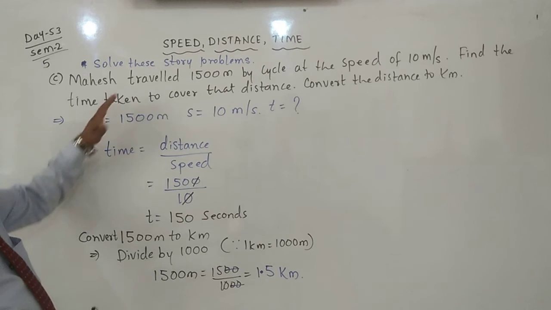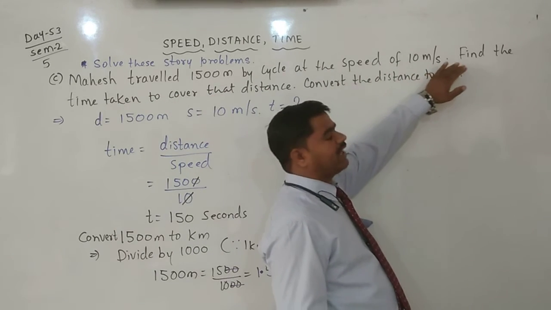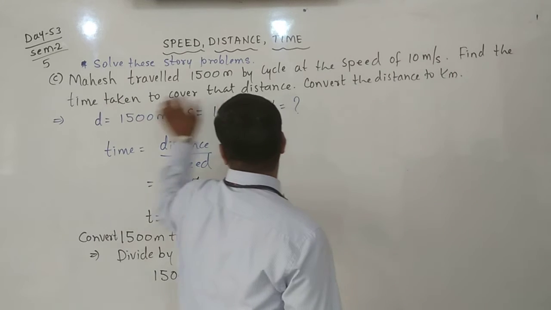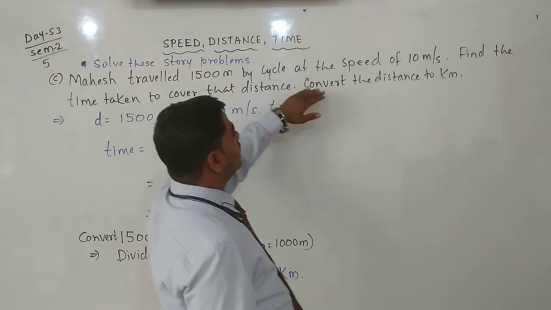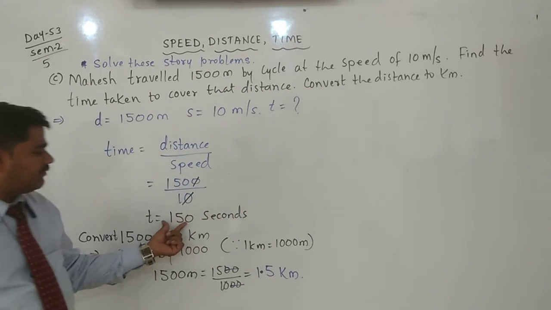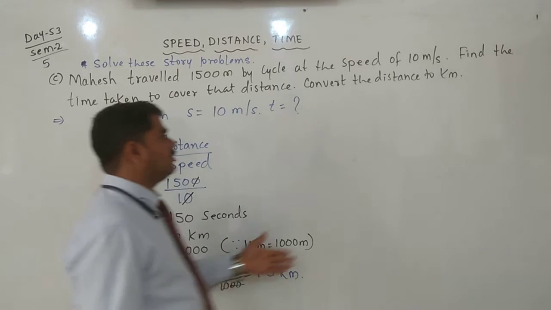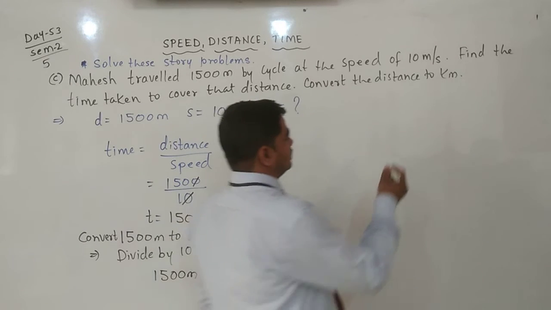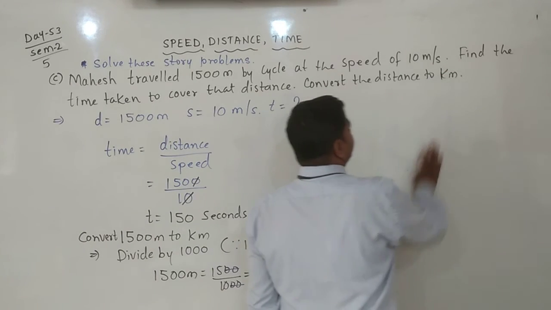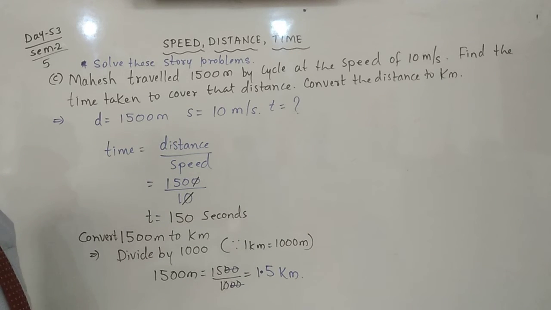Right, first Mahesh traveled 1500 meter by a cycle at the speed of 10 meter per second. Then find the time taken to cover that distance. Then the time taken is 150 seconds. Then convert this distance to kilometer. To convert to kilometer, just divide by 1000. Then we get 1.5 kilometer. Simple, no? Yes, write down this one.